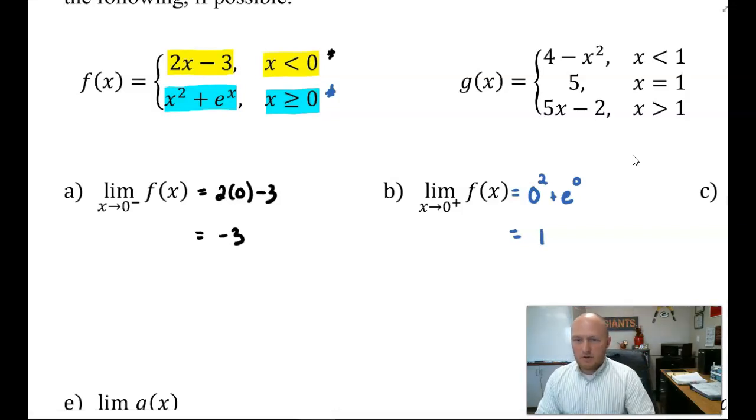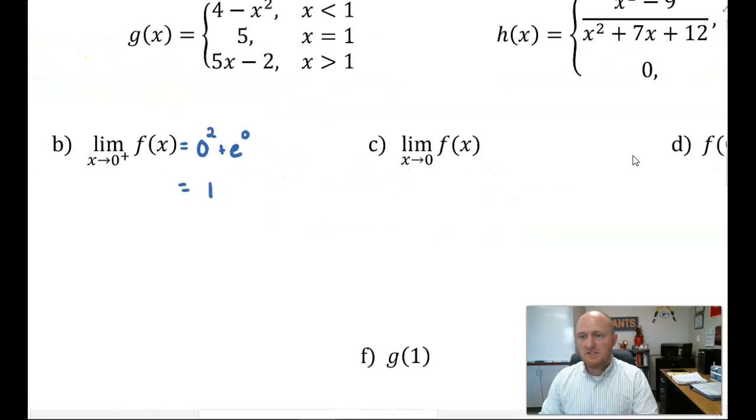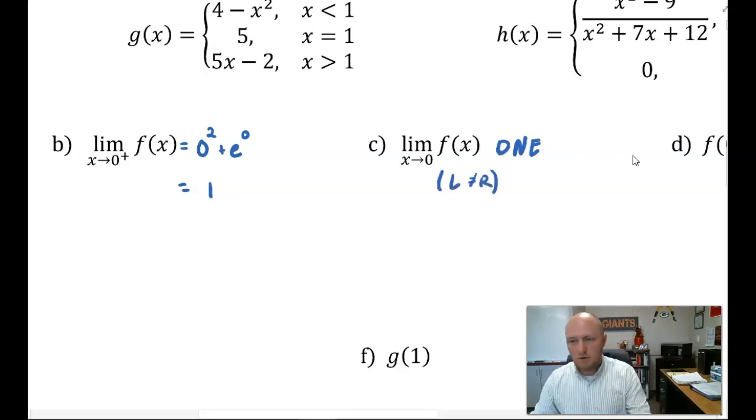Okay, so the limit from the left, -3. The limit from the right, 1. How about C? What's the limit of f of x as x approaches 0? Well, we just found the limit from the left. We just found the limit from the right. So if they don't equal, it does not exist. And again, the reasoning here is that the left does not equal the right.